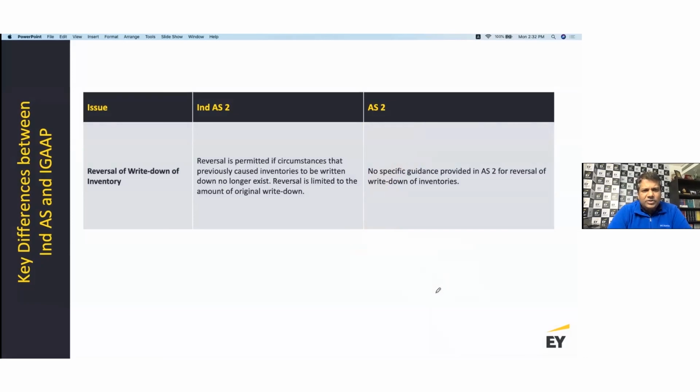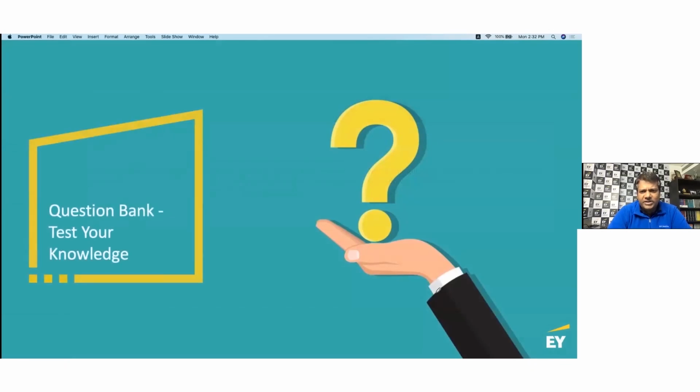Okay. So that is what we had talked about in Ind AS 2, about inventories. We've got a few more questions, which my colleague is going to take you through. So do practice. Practice is key for you to get your concepts clear. As many questions, as many solutions, do practice. More and more practice will help you to get your concepts clear. All right. Thank you very much.